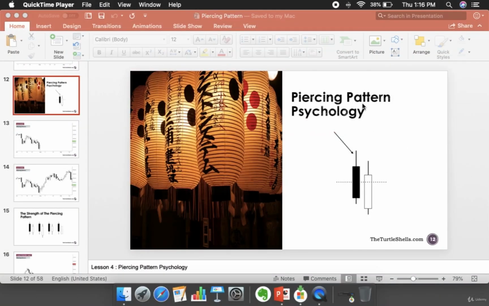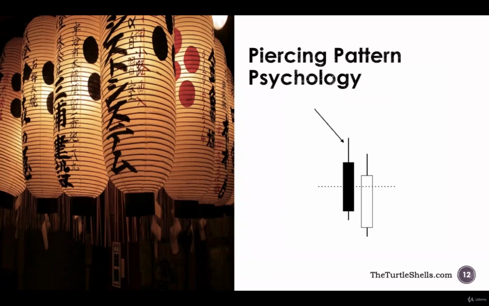Right, now let us have a look at the piercing pattern psychology. Okay, we need to understand what is happening on this pattern. The market is in a downtrend, so the bears are happy. As we discussed before, there is a lot of market activity on the opening and closing of any candle. So let's assume this is a daily candle. The market opens here, the bears are happy, and the market closes here. The bears are even more happy. They are in profit now.